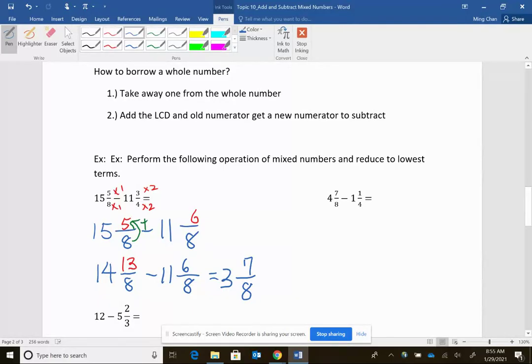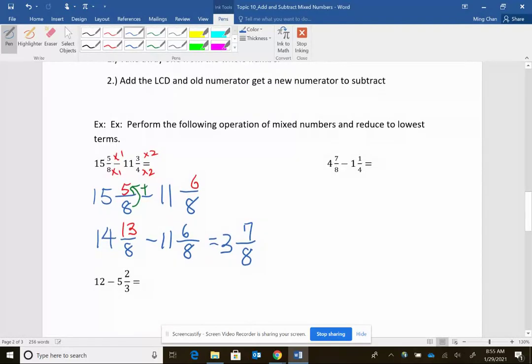So why does that make sense? I'm going to try it here. Remember, we have 15 and 5 over 8. That was not enough to subtract. So technically, this mixed number is the same as 15 plus 5 over 8. So the borrowing process goes like this. The numerator 5 needs to borrow a whole from the 15. So the 15 can be rewritten as 14 plus 1.